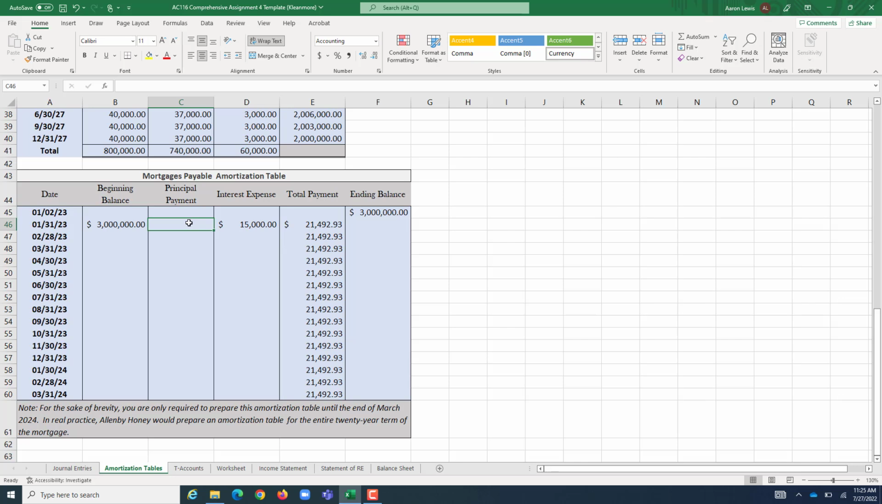Well, what's left over for principal? That is your total payment minus your interest expense. So $21,492.93 minus $15,000 equals $6,492.93.